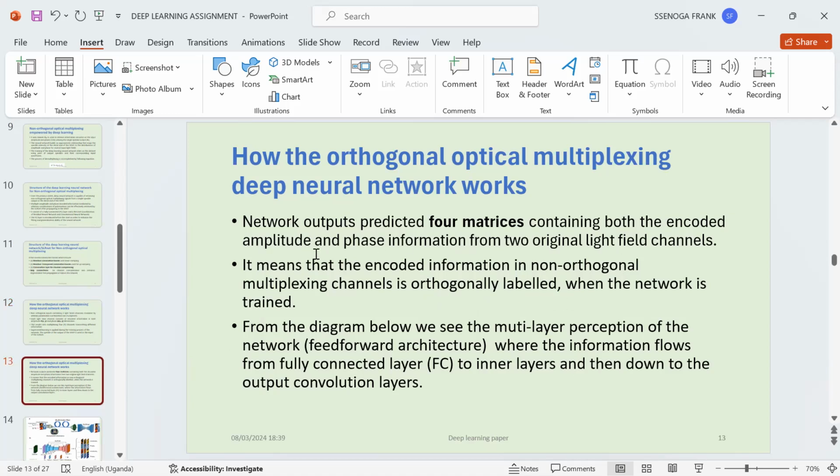So the inputs are signals, light fields, and then it results in the output of 4 matrices, because we are inputting images, or we are inputting the attributes of that signal, which contain the phase and amplitude information. This information is successfully encoded and decoded by the neural network when it reaches the neural network end.